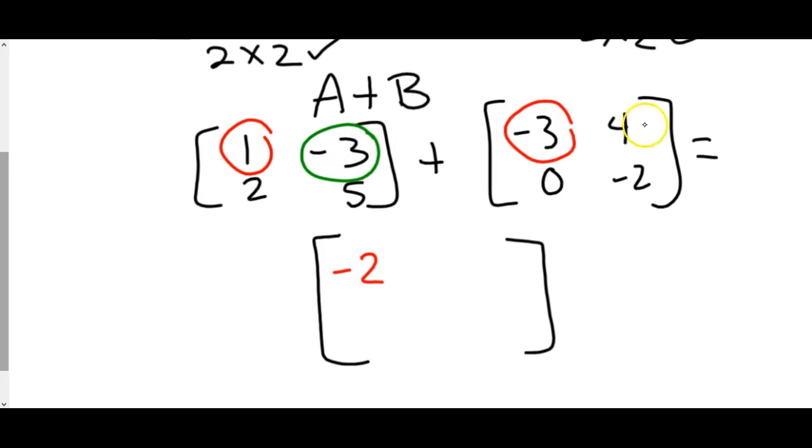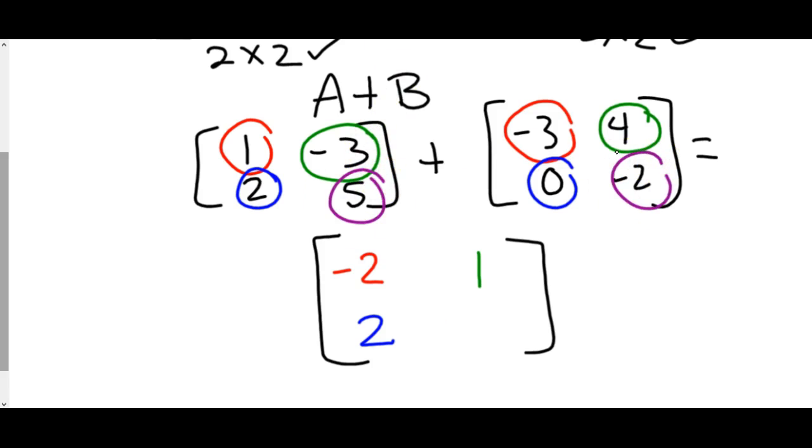-3 is top right corner, 4 is top right corner, so we add those together. -3 plus 4 is +1. 2 is bottom left, 0 is bottom left, 2 plus 0 is 2, and 5 is bottom right, -2 is bottom right, 5 plus -2 is 3. So when you're adding and subtracting, they must be done in corresponding order. With 1 plus the -3, you have to make sure your elements correspond to each other when you add them.